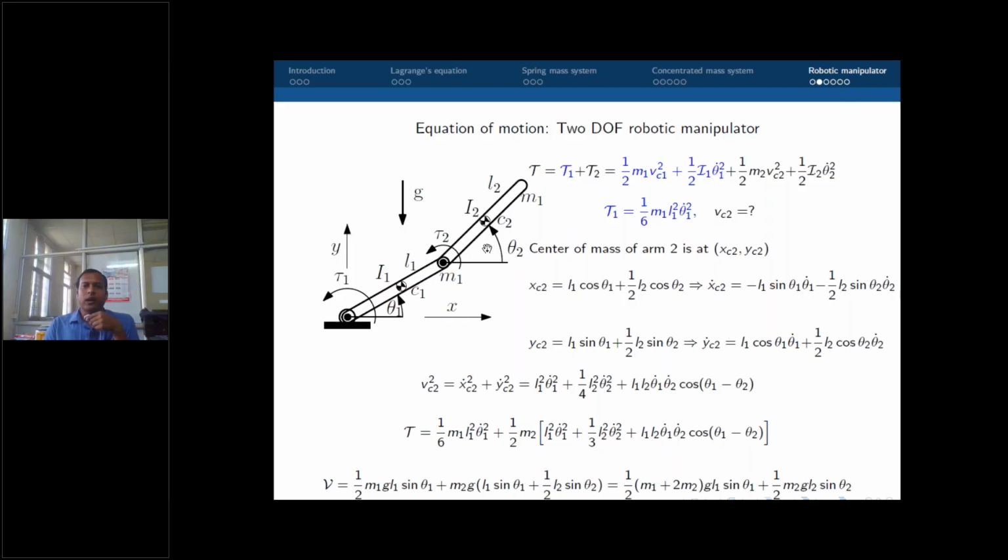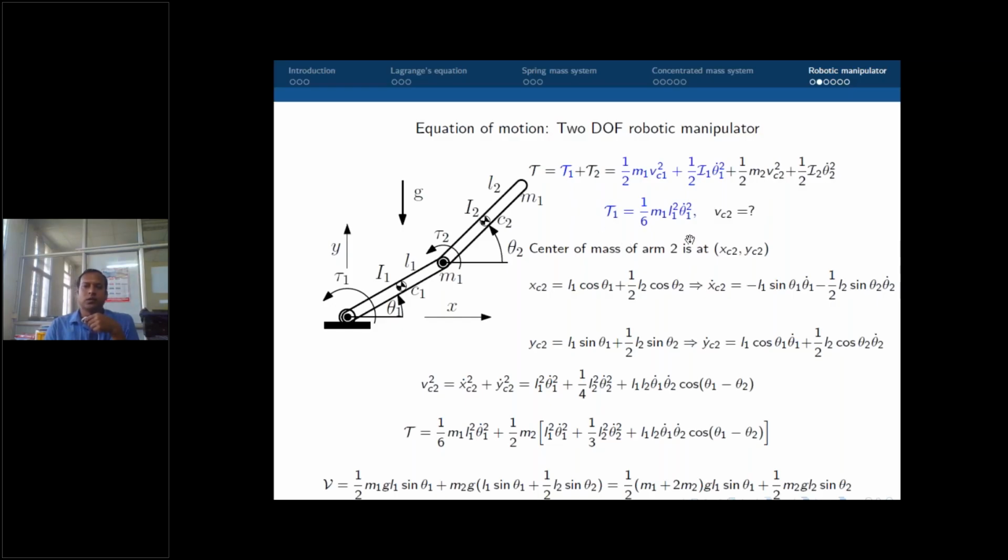So here, for both terms, we have translational kinetic energy and rotational kinetic energy, which we have written here. First of all, the first part of the kinetic energy we already discussed in our last example, given in blue: T1 equals 1/6 m1 L1 squared theta dot squared. That is the kinetic energy of the first term. But what is the kinetic energy of the second term? The only unknown we need to determine is the velocity of the center of mass of the second term.